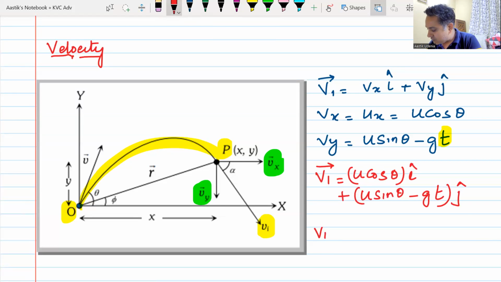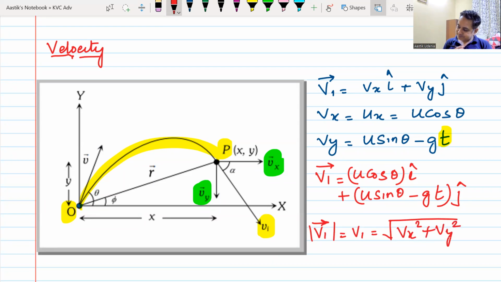If I want to find out the magnitude of this velocity, and it will become very cumbersome if I write the entire thing, I will just write it as root over vx square plus vy square. Do we understand this? Raise hands will give me more confidence that we understand this.